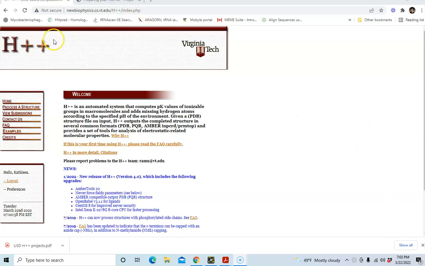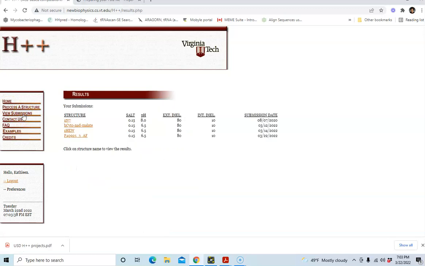If you just search H++ and Virginia Tech, that should come right up. And what you would like to do is create an account, and it's free. The reason that you want to do this is because if you create an account, I can go back here and hit where it says view submissions. So these are the jobs that I've done in H++ since I started using this program.